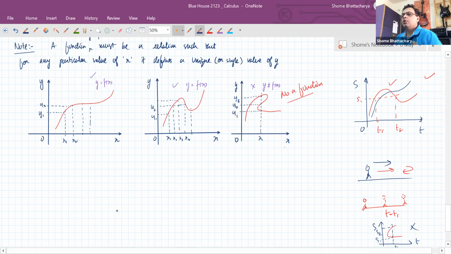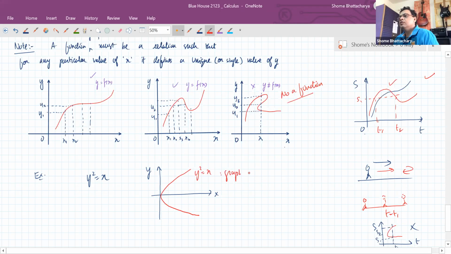So that is why, for example, if we are plotting y square is equal to x, then later in maths you will learn that this is what we call a parabolic graph. And this graph would look like this. So there's no problem with drawing this graph, but this graph now doesn't represent a function. This is the graph of a relation, y square is equal to x, but this cannot be defined as a function.